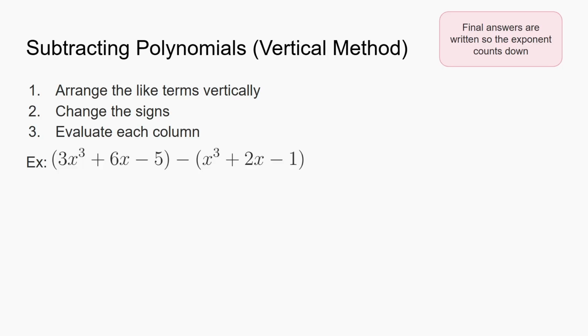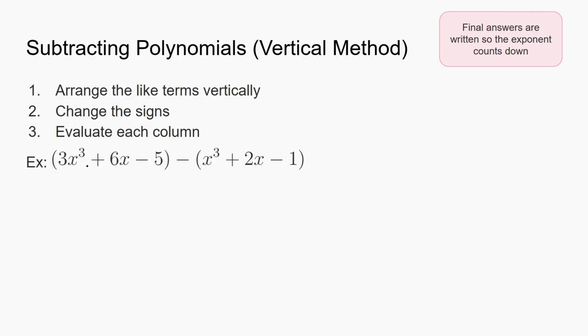Now, let's get into how to subtract polynomials vertically. Number 1, we're going to arrange the like terms vertically. Number 2, we're going to change the sign. And number 3, we're going to evaluate each column. The reason we're going to change the sign is instead of subtracting this entity from this entity, we could change the signs of the second one and do an addition instead. With that, it'll be easier not to mess up signs.